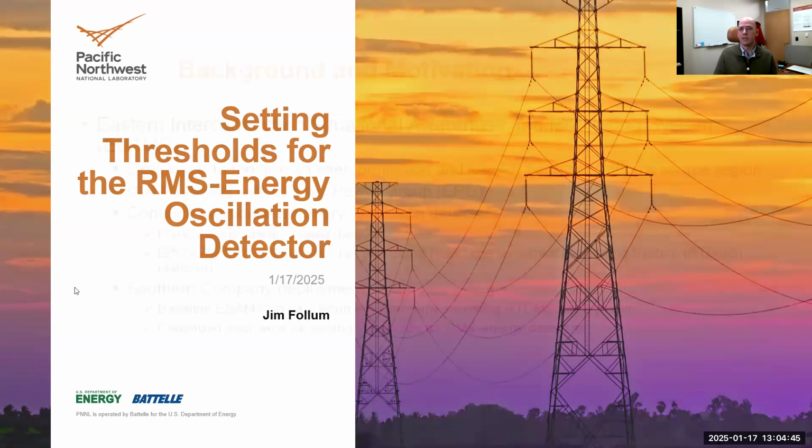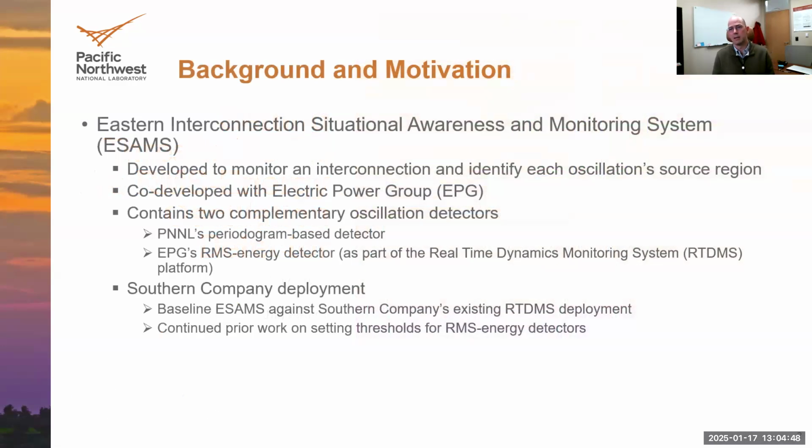So with that, I'll dive in and start with a little more on the background and motivation. The project that I've been working under is one that also led to the development of the Eastern Interconnection Situational Awareness and Monitoring System, or ESAMS. That tool was developed to monitor an interconnection, so here we're looking at the entire Eastern Interconnection. When we detect an oscillation, what we want to do is determine which reliability coordinator that oscillation is coming from. That's the goal of ESAMS. It's meant to coordinate with the internal tools that a reliability coordinator has. We say which region it's coming from, and then everybody would use their internal tools to identify the particular source.